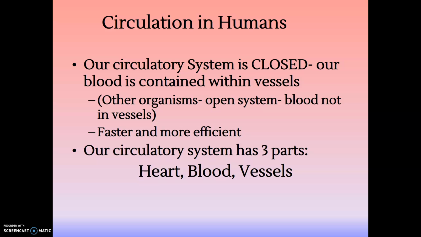Now, there are specific animals that have what's called an open circulatory system, where the blood is actually not contained in closed vessels. These types of animals are known as arthropods, and include things like crabs, lobsters, and most insects. The benefit of the closed circulatory system in humans is that it's faster and much more efficient in moving that blood volume around.